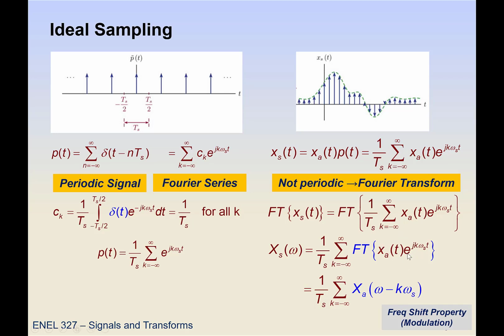From the modulation property, that is just the Fourier transform of the original signal, x of a, but we get multiple copies of it at these frequencies, k omega s. Really, this is just modulating x a of t with a phasor at a frequency of k omega s. Remember, omega s is the sampling frequency.